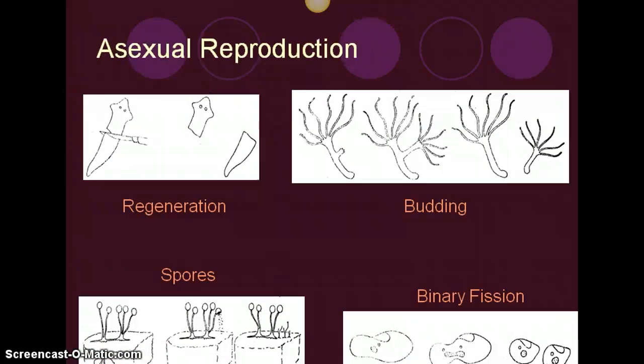And so some examples of asexual reproduction are regeneration, where they can regenerate maybe a tail or something like that, budding, spores, you can see a picture there, and then binary fission, which is basically like mitosis. They separate into two separate cells. Okay, and that completes mitosis or cell division.